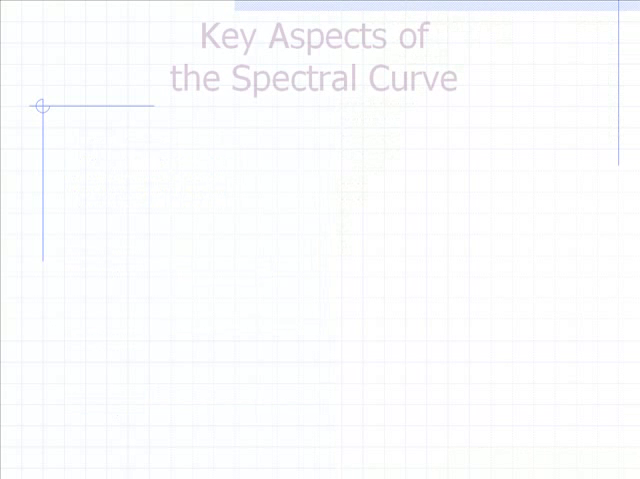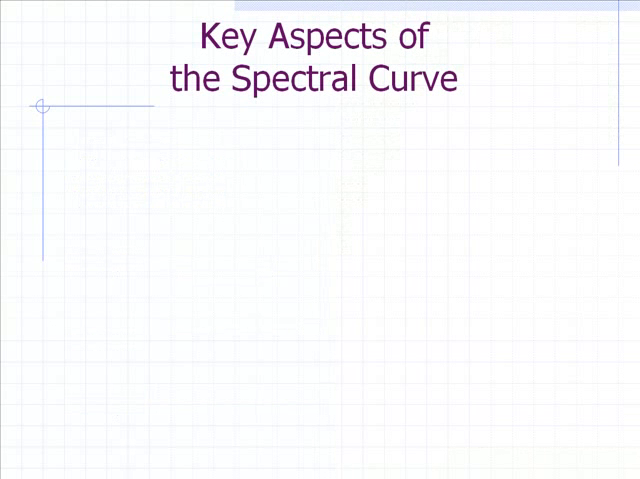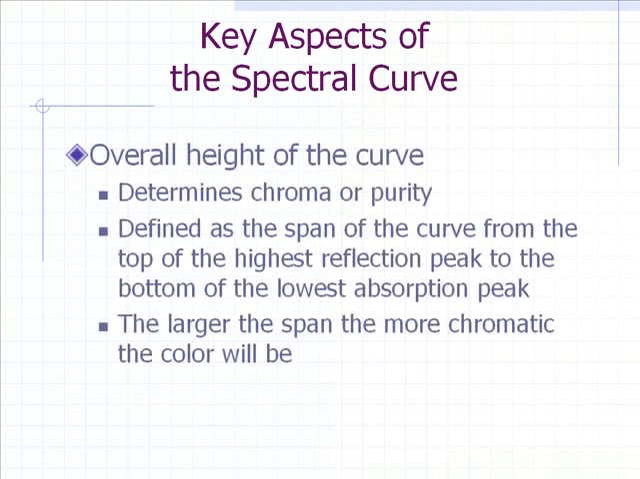So from the highest point on the curve to the lowest point. The larger the span, the more chromatic the color. The color represented by curve 2 has a larger span from the top of its reflection peak to the bottom of its absorption peak than that of curve 1. Therefore, curve 2 indicates a more chromatic colorant.